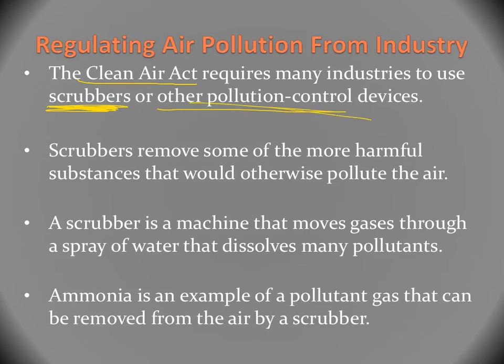What a scrubber does is it removes harmful substances that would pollute the air. All right, it's a machine. It takes gases, it sprays those gases with water, and water will dissolve many of the pollutants. Ammonia is a gas that will readily dissolve in water, and so by spraying air with ammonia in it with water, or making that air pass through some water, you take out a lot of the ammonia. That's one less pollutant entering the atmosphere.